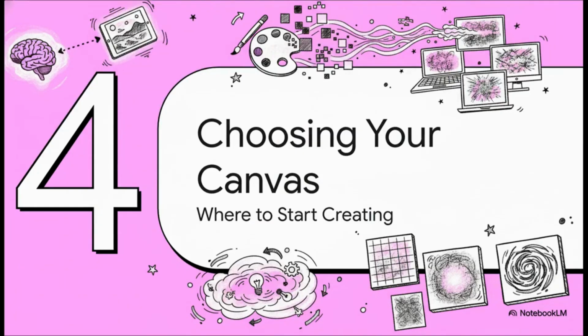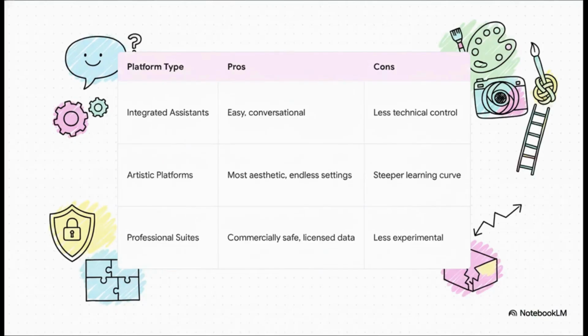Okay, so you're probably thinking, I'm ready to try this, but where do you actually go to start creating? Let's talk about choosing your digital canvas. You've basically got 3 main flavors of platforms out there. First are the integrated assistants. These are the ones you'll find built into chatbots you might already be using. They are super easy to get started with, really conversational, but you sacrifice a bit of fine-tuned control.